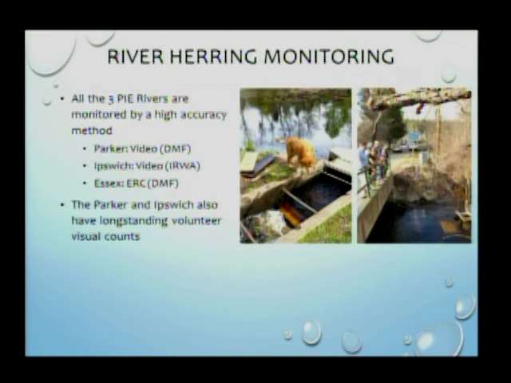I think you'd want to contact Ryan O'Donnell at Ipswich River Watershed Association. He runs that program. He may be all set for this spring, but I would certainly get in touch with him, and there will be a volunteer request for something else later.